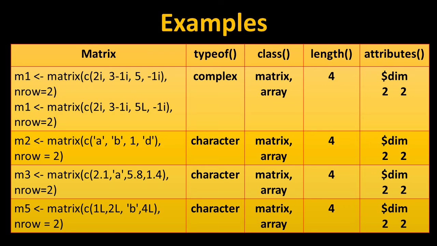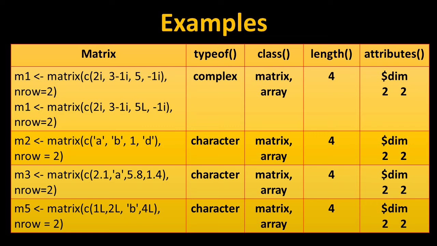that it has 2 rows and 2 columns. Now suppose in the vector of the matrix we have stored 3 complex numbers and 1 integer number with capital letter L as suffix, still the typeof function will return complex, that means the elements of matrix are complex.